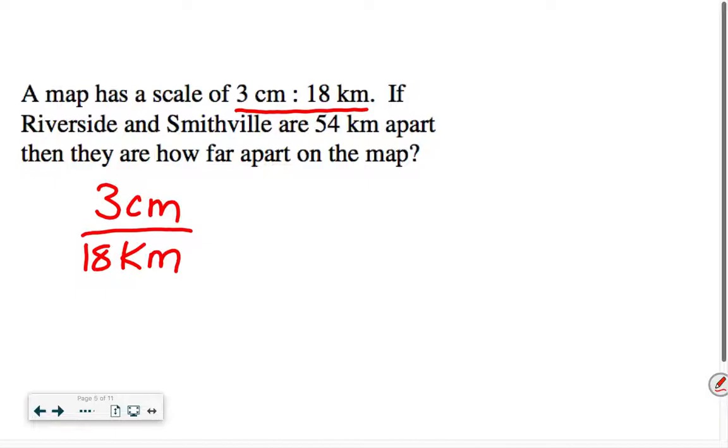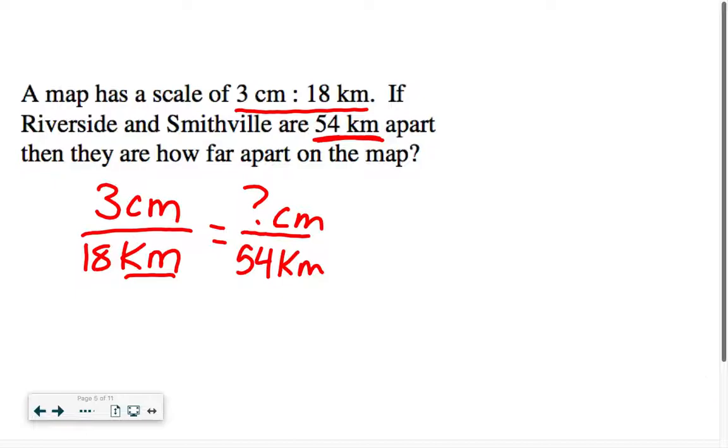And I know that they're 54 kilometers apart. So if I set it equal to another fraction, should my kilometers go on top or bottom? Bottom, because the kilometers are on the bottom here, so we're going to put these kilometers on the bottom here. And I have to figure out how many centimeters apart they are. Well, you can reduce it first, yeah.